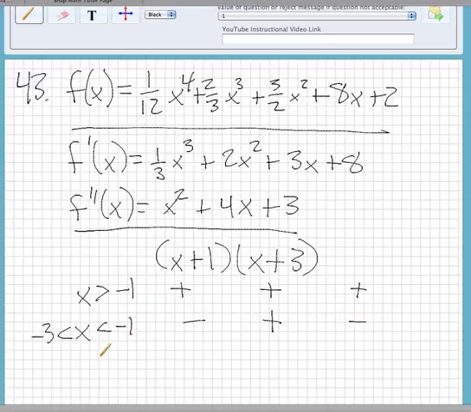And then finally, if x is less than negative 3, this is going to be negative, and this is going to be negative, and so the entire thing is going to be positive. So the final thing is just right here. This is our answer: x is greater than negative 3 and less than negative 1.